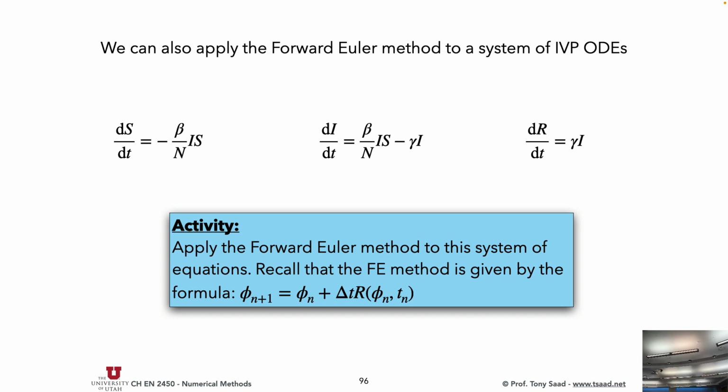Try it. Make sure you're clear on your subscripts, because soon it's going to get really messy. And understand what those subscripts mean. N plus 1 is what you're trying to predict, the new value, and n is the old value, which is something you know, something that exists.